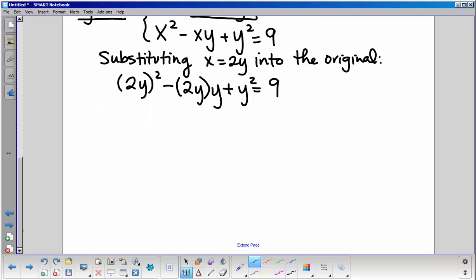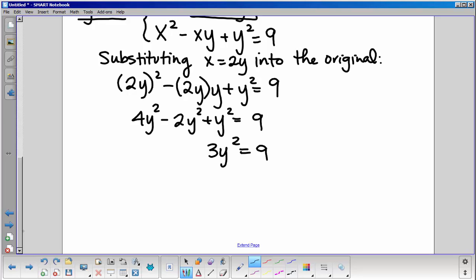So let's simplify that a bit. We get 4y squared minus 2y squared plus y squared equals 9. 4 minus 2 is 2, so this equals 9. Y squared equals 3. Y equals plus or minus root 3, right? So now I have to find the points. So if y is root 3, what is x?